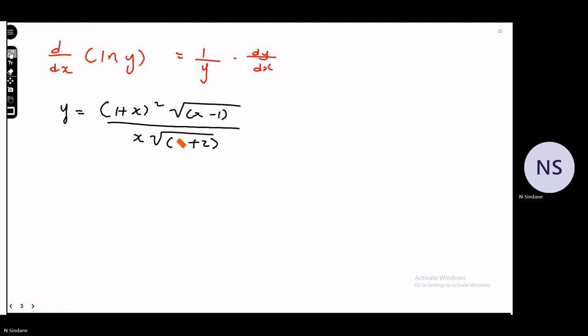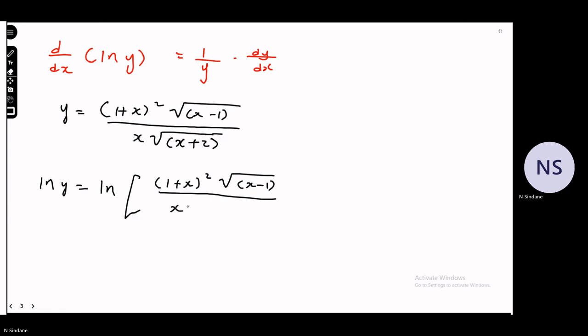X plus 2. Okay, they want you to differentiate this, right? So differentiating this, you're going to introduce your ln both sides. ln of y is equals to ln of (1 plus x squared) square root into (x minus 1) divide x square root x plus 2.